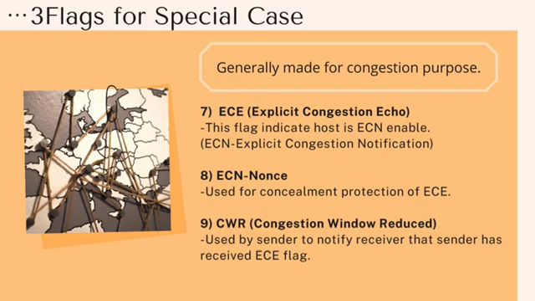Next is the ECN nonce. The ECN nonce flag is used for concealment protection of ECE. It means if there is congestion in the network and that needs to be notified to the sender, this ECN nonce flag is used to notify that there is ECE congestion notification in the network. The last one is the CWR flag. CWR is congestion window reduced. This flag is used by the sender to notify the receiver that the sender has received the ECE flag. So we move to the next part.